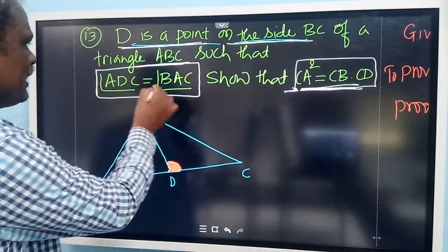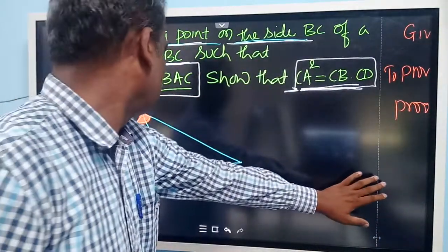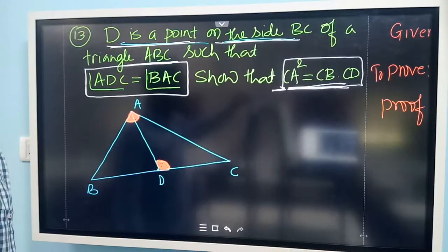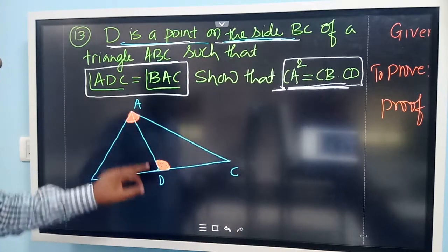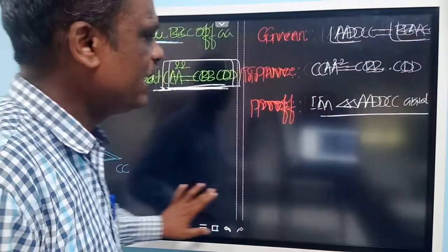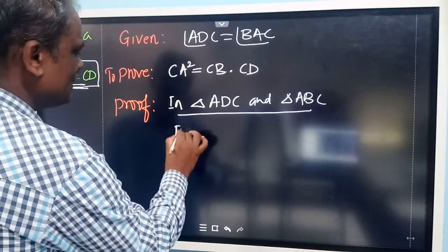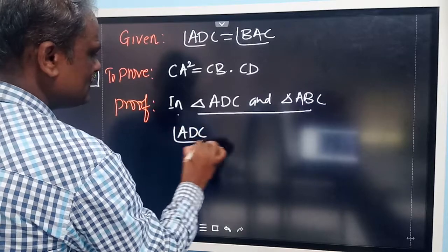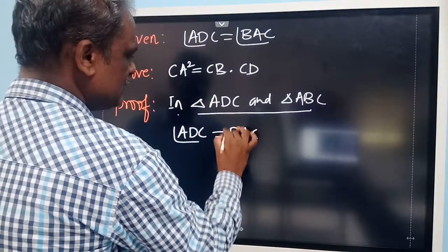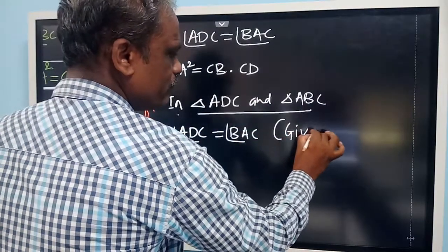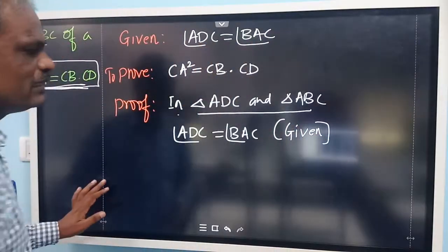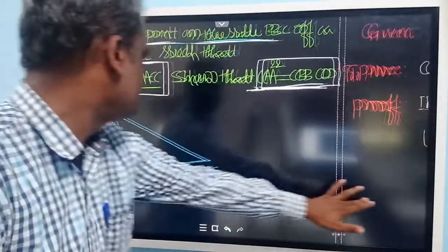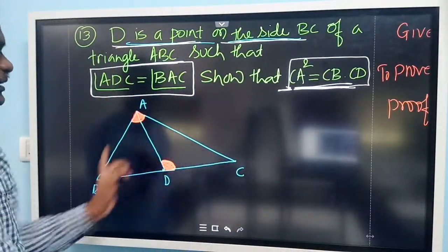So they have given, you can write angle ADC is equal to angle BAC. Is it not clear? In these two triangles, they have given angle BAC is equal to angle ADC. What is given? Let us write this one. First let us write angle ADC is equal to angle BAC. You can write it is given, because it is there in the data itself. In the question itself, they have given ADC and BAC are equal.